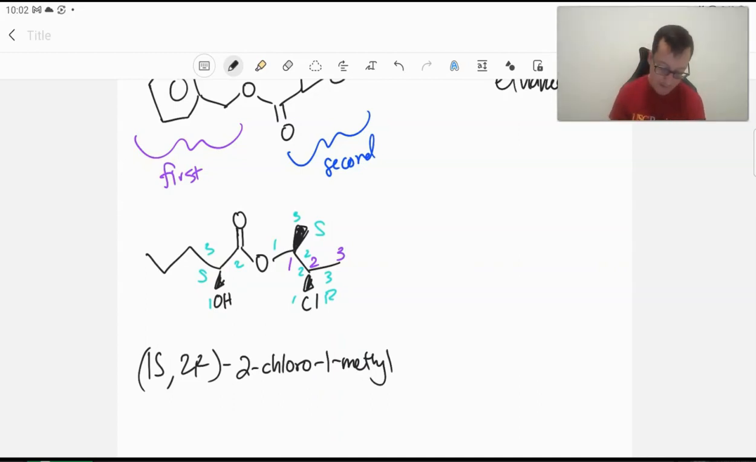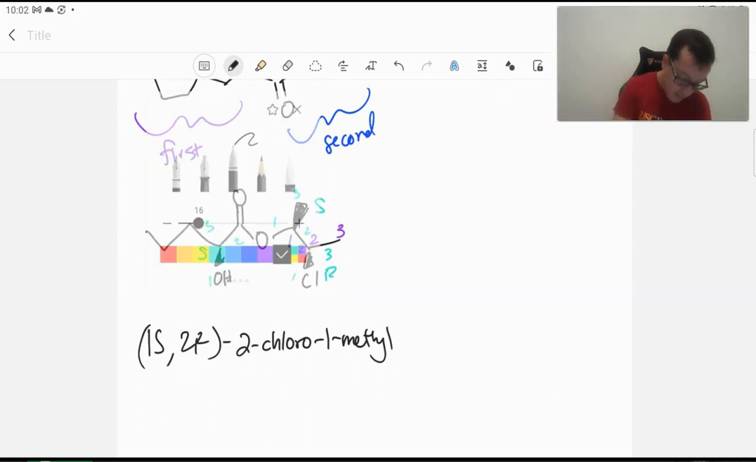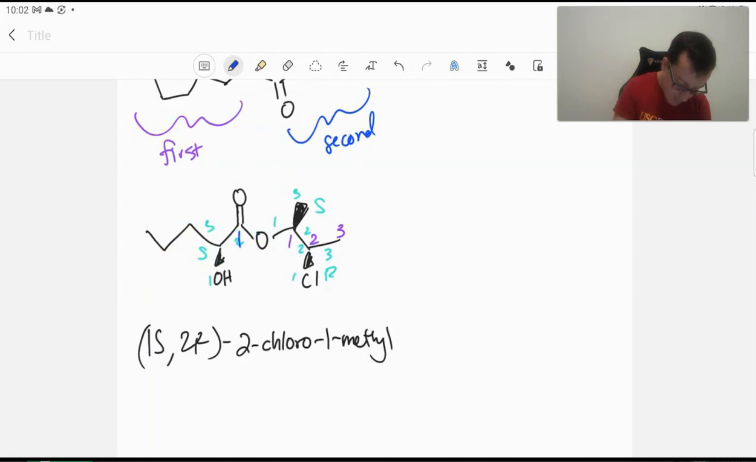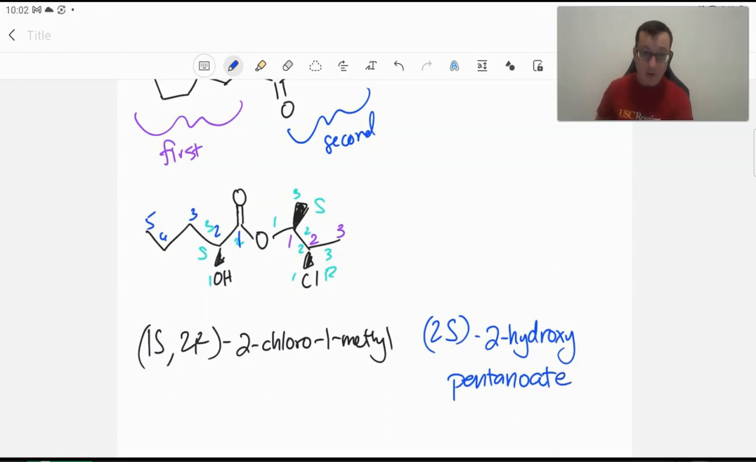Space. Now we have the other half of the molecule. Carbon 1 is our carbonyl. 1, 2, 3, 4, 5. We have on carbon 2 that is an S stereocenter. 2-hydroxy pentanoate. So you would name these things just as if they were separate things, and then you just throw them together and stick the oate at the end.